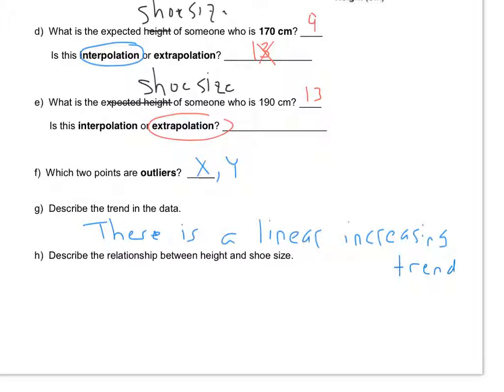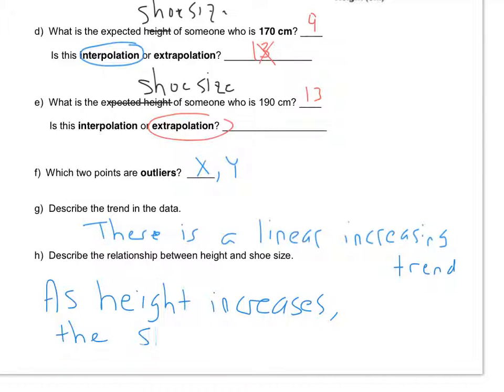In part H, we are asked to describe the relationship between the height and the shoe size. So we can say as the height increases, the shoe size increases.